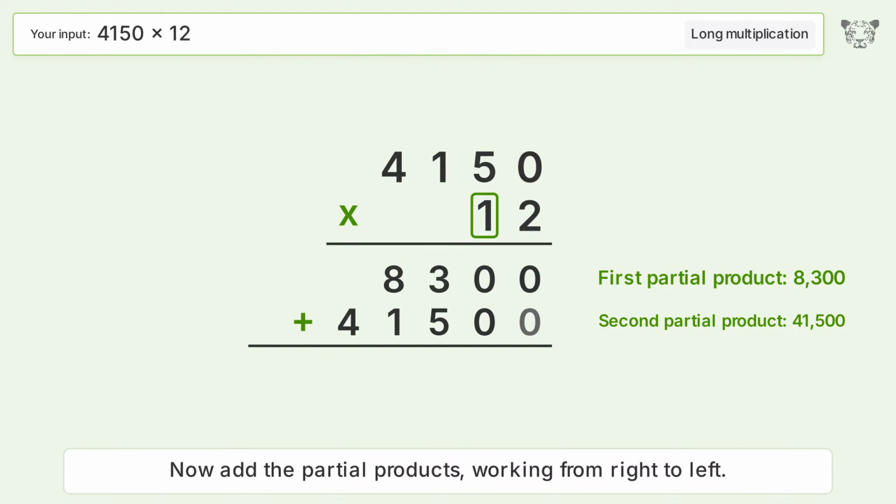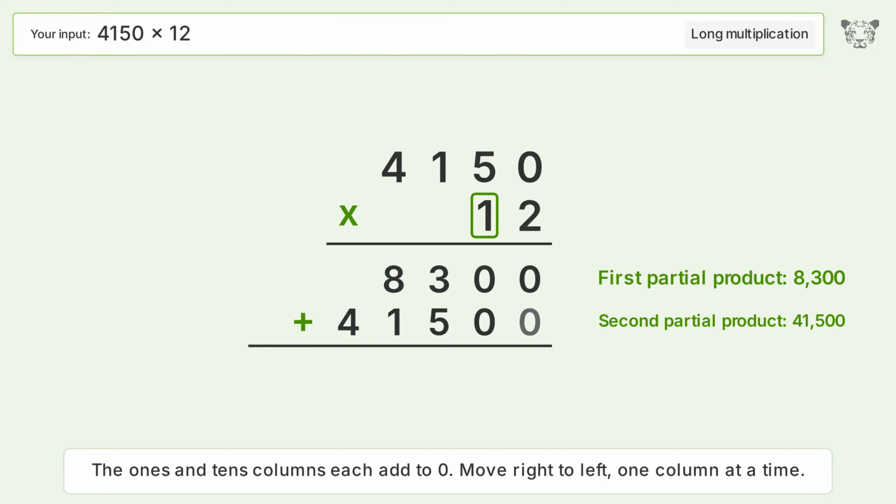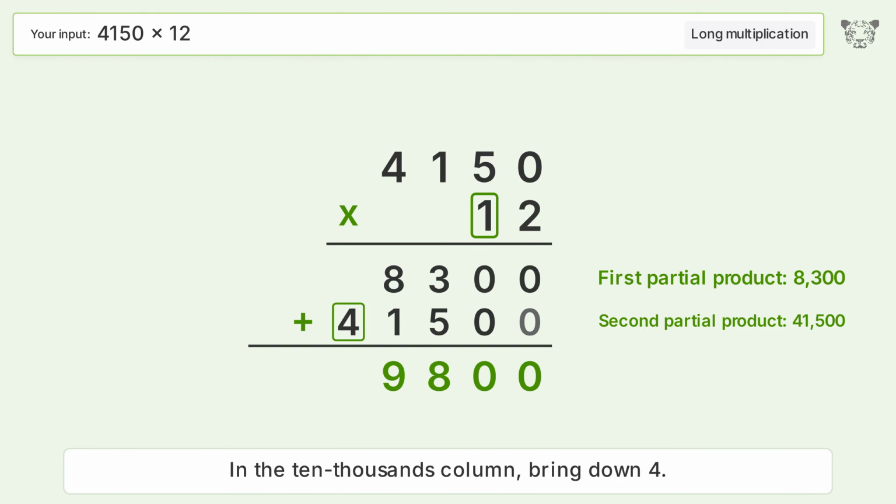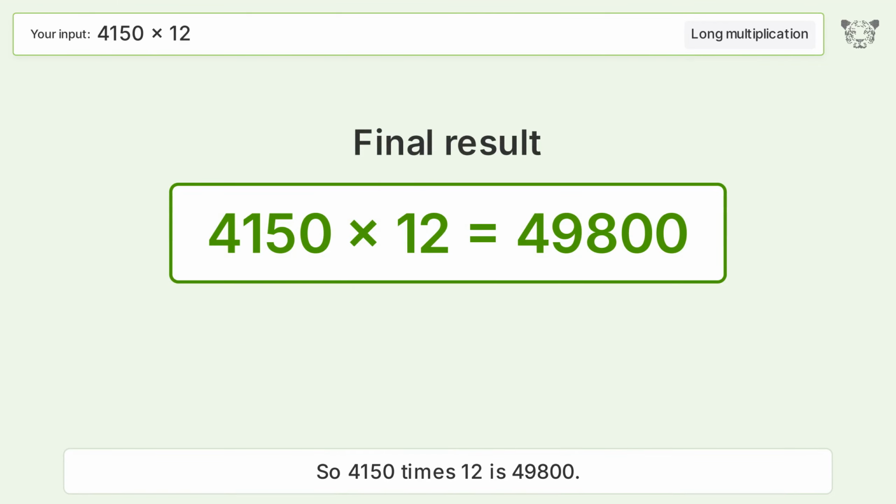Now add the partial products, working from right to left. The ones and tens columns each add to 0. Move right to left, one column at a time. In the hundreds column, 3 plus 5 is 8. In the thousands column, 8 plus 1 is 9. In the ten thousands column, bring down 4. The whole product is 49,800. So 4,150 times 12 is 49,800.